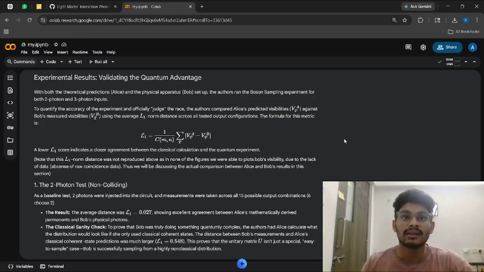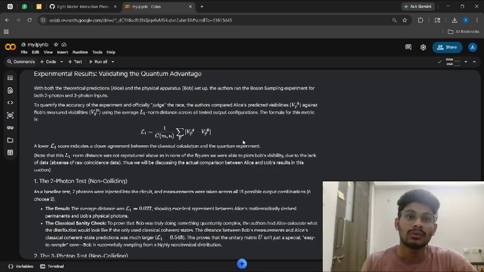I want to make one point clear here because it matters for how we present our notebook. These final L1 comparison values are given directly in the paper, but the PDF does not provide a machine readable table of Bob's raw visibility values for every output configuration. In the figures, Bob's results are shown as bars, but the exact numerical data behind all those bars are not tabulated in the paper. So for this section, we are not claiming that we reconstructed Bob's entire data set from scratch.